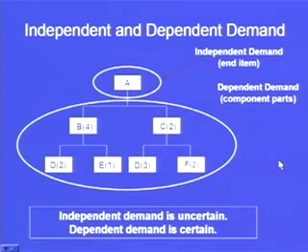Now, independent demand is uncertain. We know that sales forecasting is done so as to come close to that particular independent demand. We don't know how many components or how many products would be sold in the market.